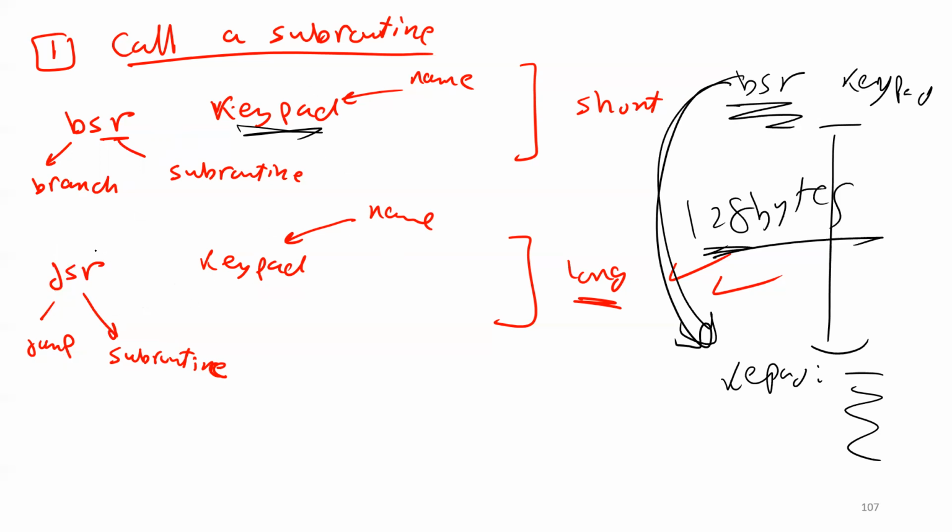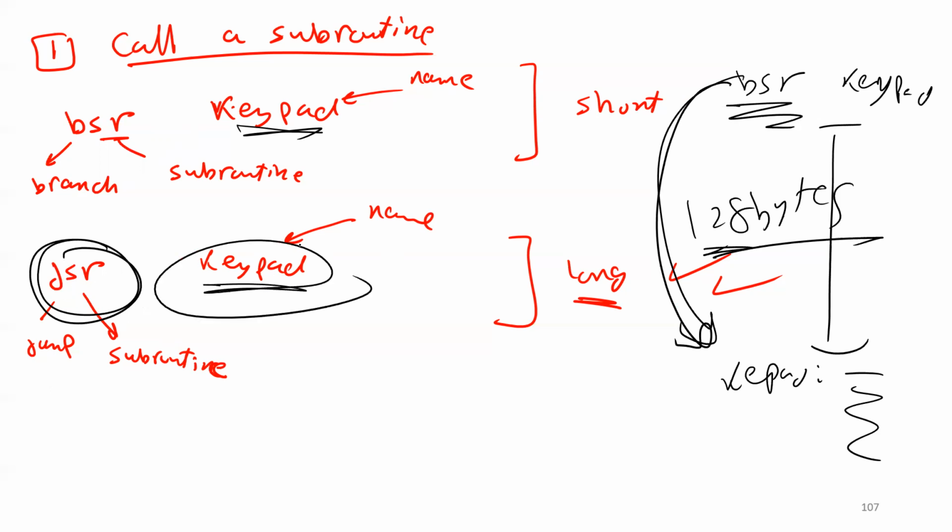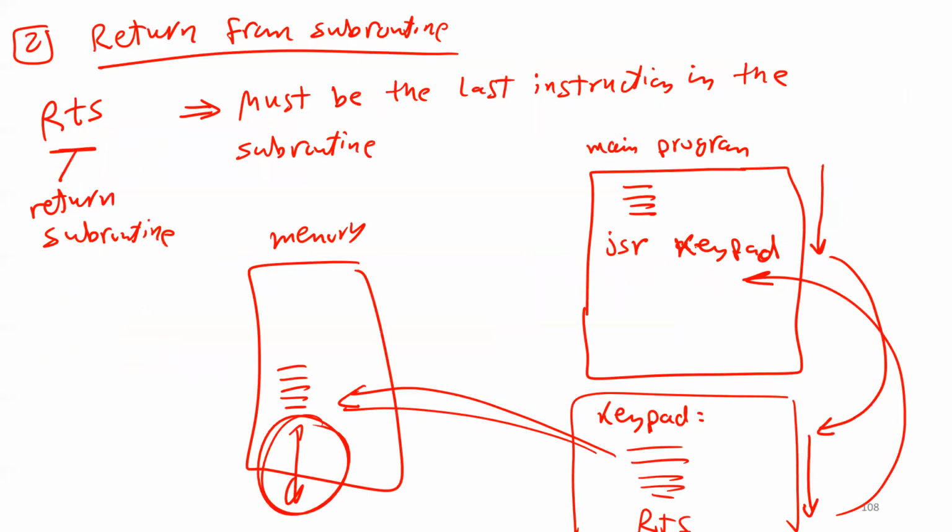So just make it easy. All the time, guys, if you want to call a function, you can say JSR, jump subroutine, and then you put here the name of the subroutine. Is that okay? This is how you can jump to the subroutine. Any questions?